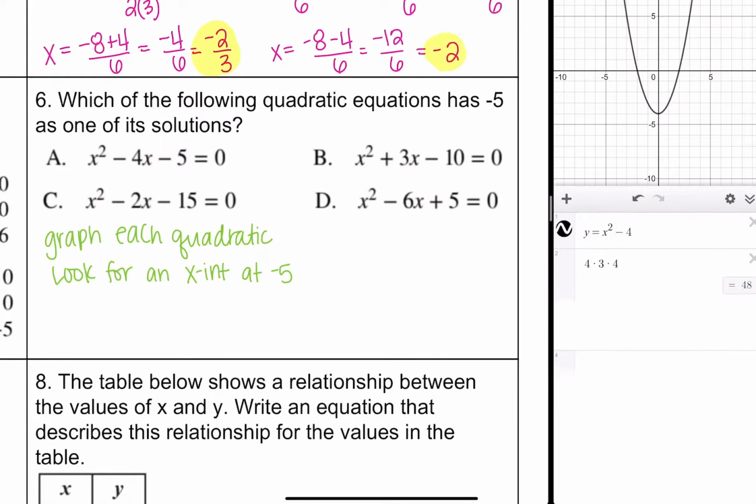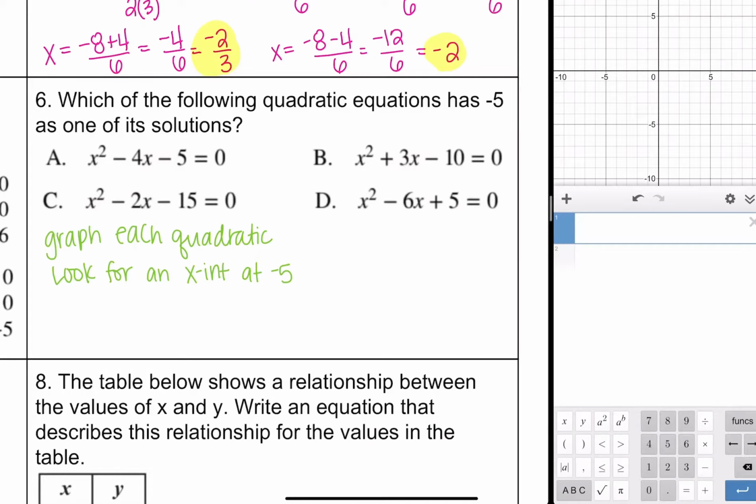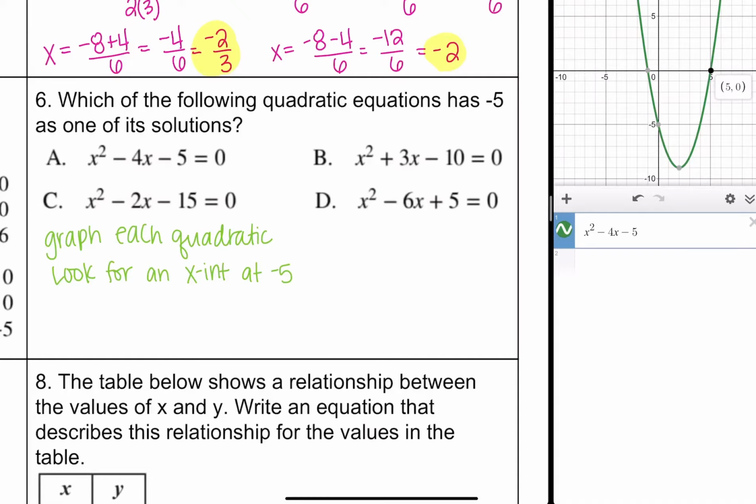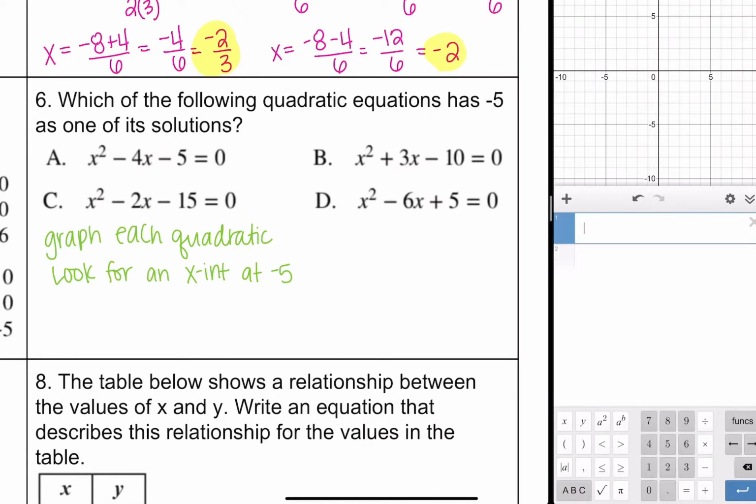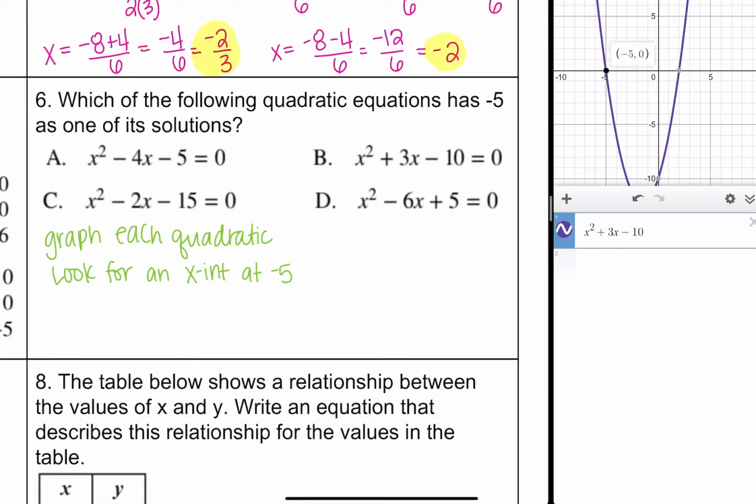All right, so let's just quickly graph each of these. Okay, this one has an x-intercept of positive 5, so it's not A. Let's do B. Okay, that one has an x-intercept at negative 5, so our answer is B.